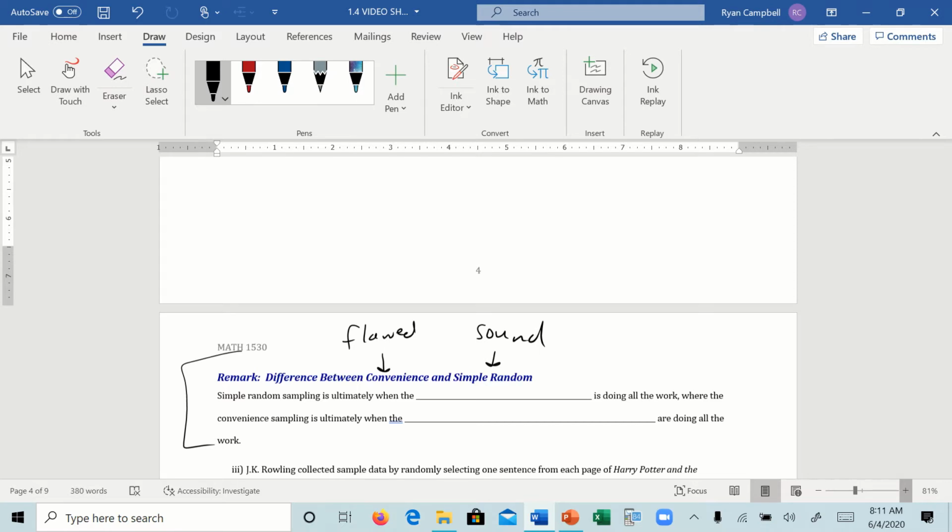But if you're still having issues determining whether your example is flawed or sound, here's an easy way to think about it. Simple random is ultimately when the experimenter is doing all the work. So the person who's getting paid to do this study is going out and doing all this stuff. Where a convenient sample is ultimately when the subjects are doing all the work, right?